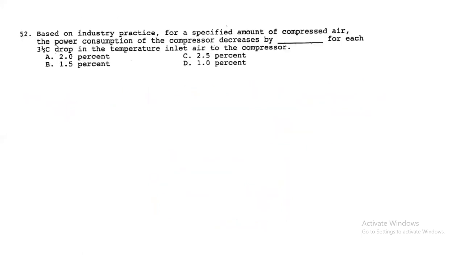So next, 52. Based on the industry practice for a specified amount of compressed air, the power consumption of the compressor decreases by blank for each 3.5 degrees Celsius drop. So itong 1/2 dito, kung madali lang isipin, dapat degrees Celsius yan. So siguro sa typewriter ata tinype eh. So yung 1/2, it's either na pagbalik na malapit siguro sa degrees. Kaya 1/2 yung naisulat, dapat degrees yan. So 3 degrees Celsius drop in the temperature of inlet air to the compressor. So itong problem na to, nasa blue book. So the answer is letter D.